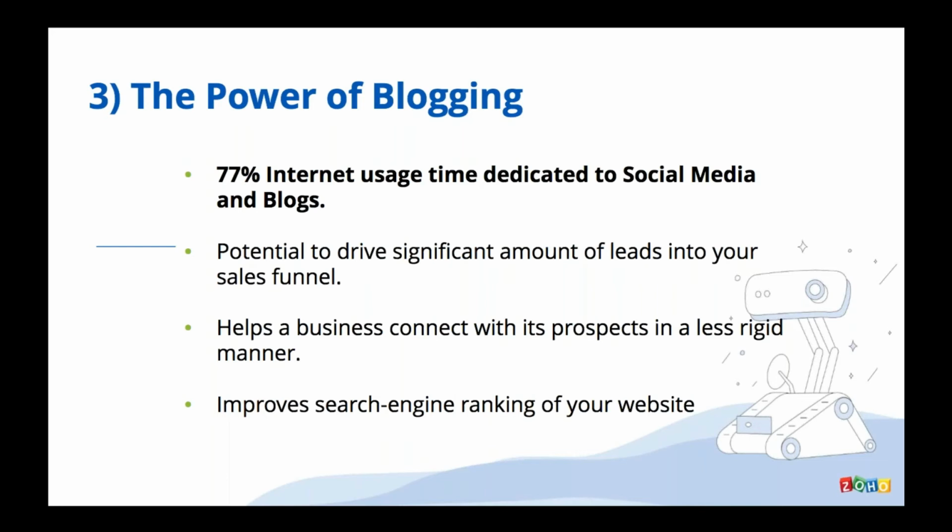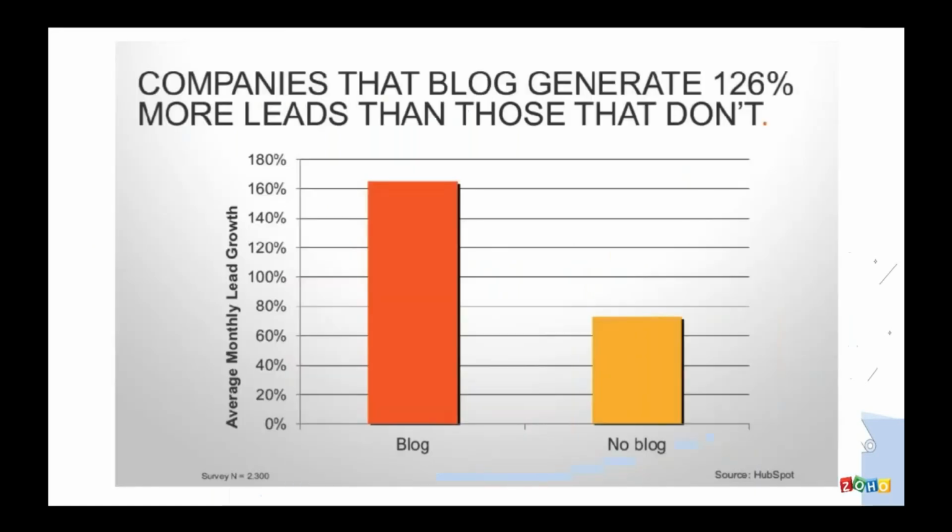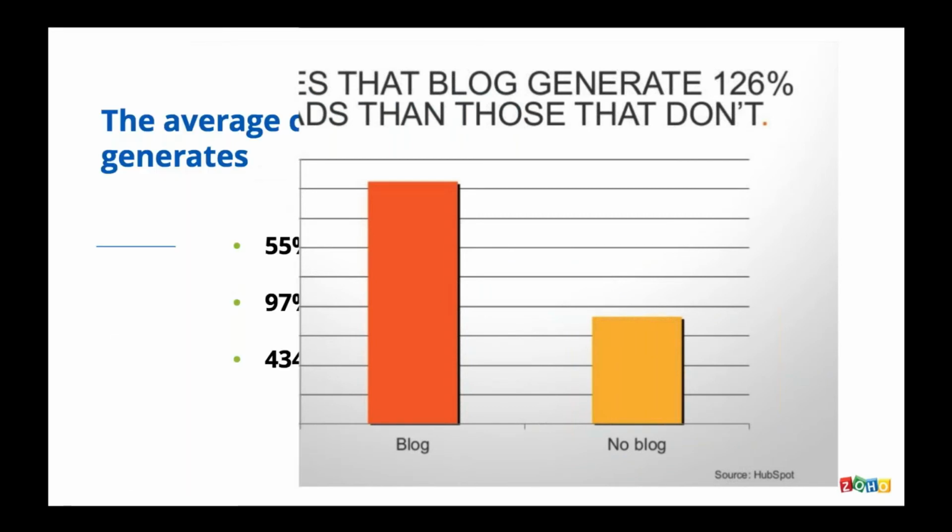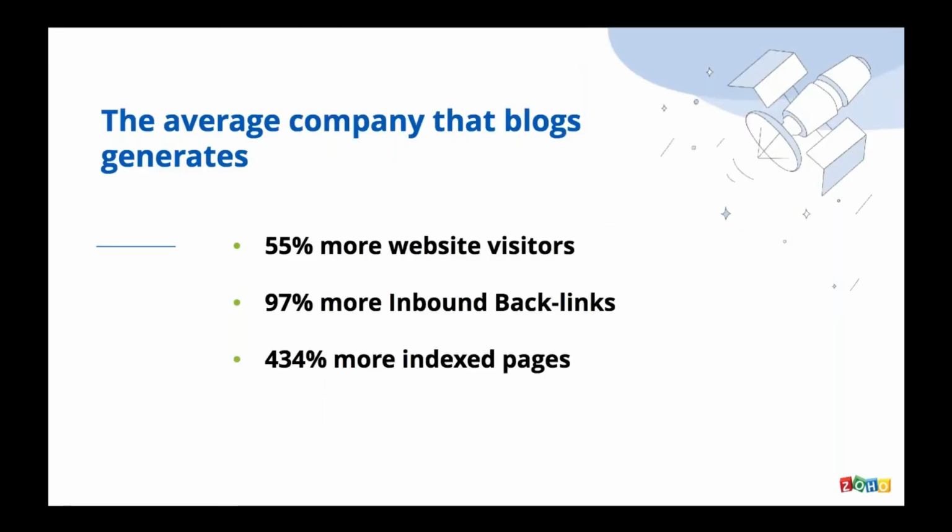Plus, Google actually favors websites that put out fresh content on a weekly and monthly basis. So if you put out one blog every week, there is a higher chance that your website might come up in the first 10 results on page 1 of Google. And the numbers say the same thing: companies that blog regularly have 126% more leads than companies that do not. So make sure that you blog regularly.